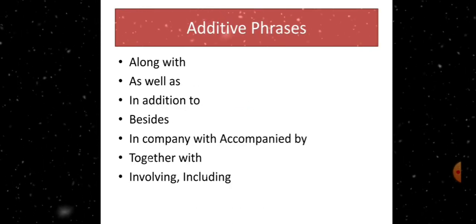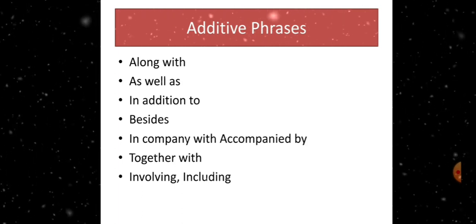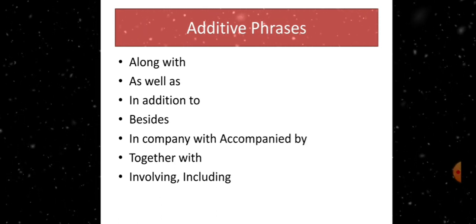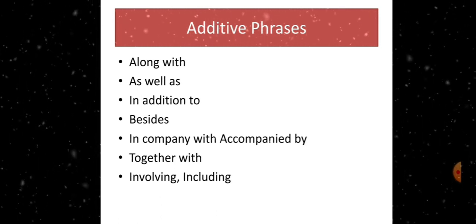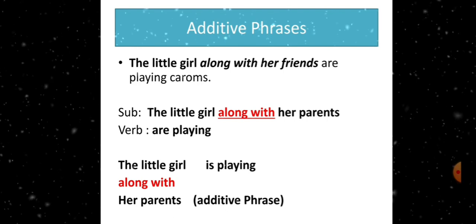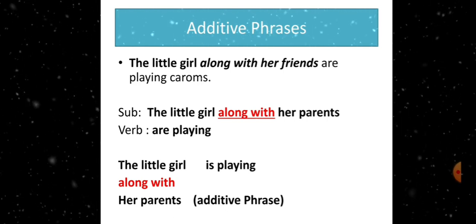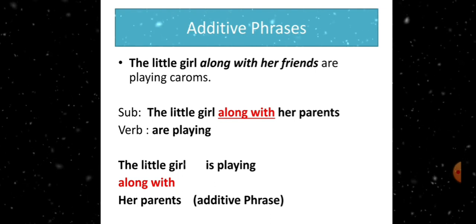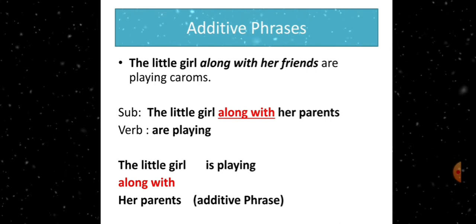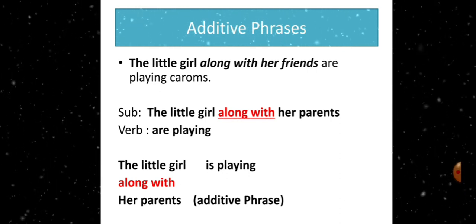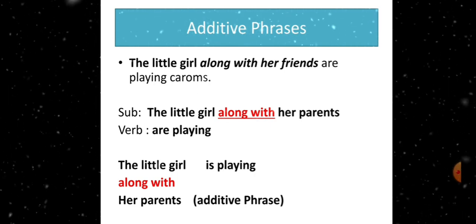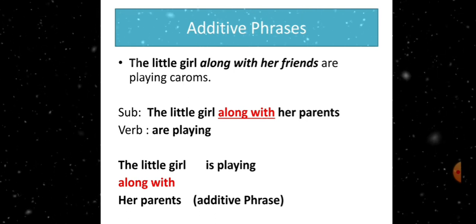Okay, and there are a few phrases like this: along with, as well as, in addition to, besides, in company with or accompanied by, together with, involving or including. So remember these parts. You can use these phrases to join one subject, or to join a noun with other nouns. So here, little girl, girl is a noun that is joined with parents. Parents is another noun. So along with her parents is an additive phrase here. Remember, it actually doesn't affect the agreement between little girl and the verb. Okay, it's not the little girl are playing, it is the little girl is playing.